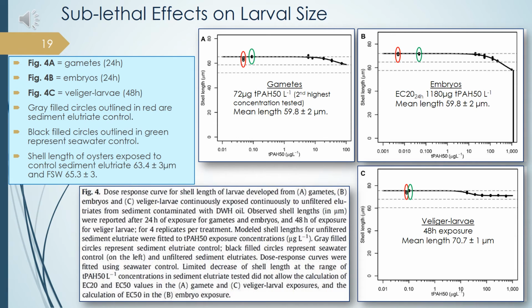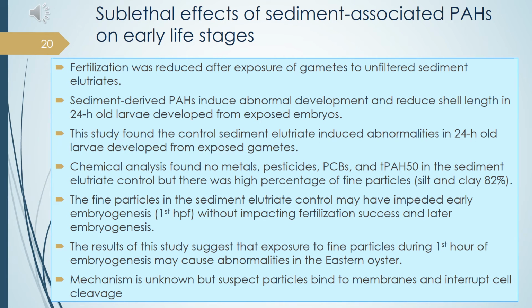So the unfiltered sediment and nutrient exposure induced a dose-response decrease in shell length for larval development from exposed embryos, with an EC20 after 24 hours value of 1180 micrograms of total PAH. So, some sublethal effects of sediment-associated PAH on early life stages. Fertilization was reduced after exposure of gametes to unfiltered sediment and nutrients. The sediment-derived PAH induced abnormal development and reduced shell length in 24-hour-old larvae developed from the exposed embryos.